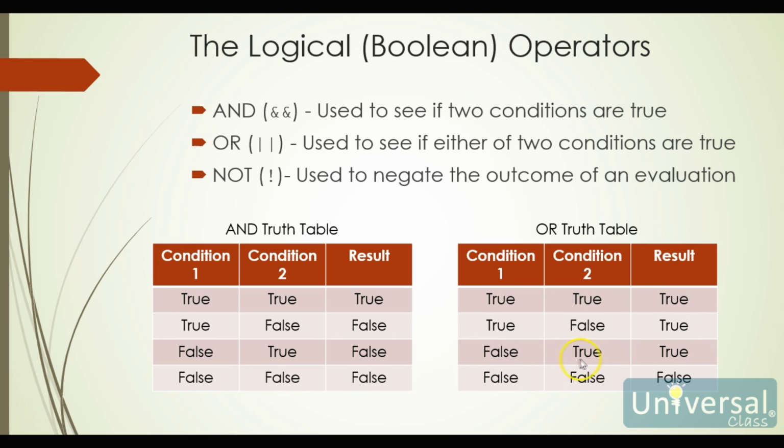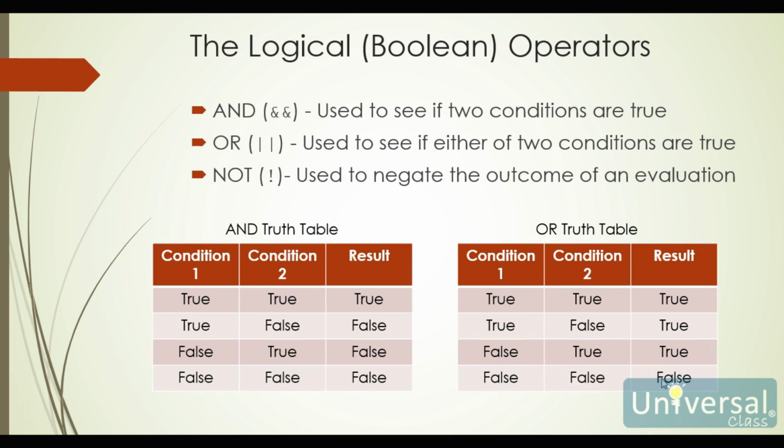Or if I'm not hungry, but I just feel like eating, I'm going to go make a sandwich. But if I'm not hungry and I'm not feeling like eating, then I'm not going to make a sandwich. So they're subtly different, but in an AND table, both conditions have to be true to get a true. In an OR table, both conditions have to be false to get a false.